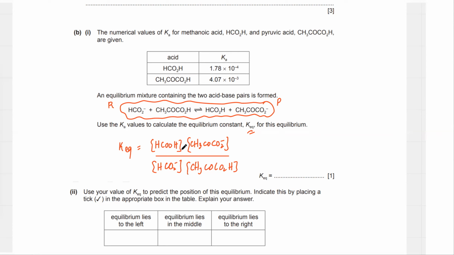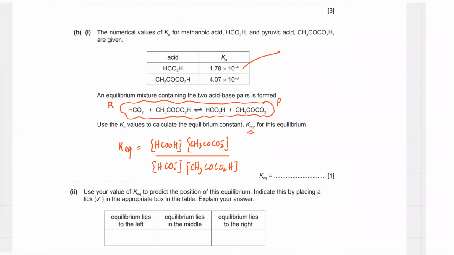He's saying use the Ka values. So what are you going to do? Now, this is a completely different reaction. It has nothing to do with the acid-base reaction that we studied. But he's saying use the Ka values given here and find the value of this. So you have to somehow link the Ka values with this expression. What we're going to do is write the Ka values.